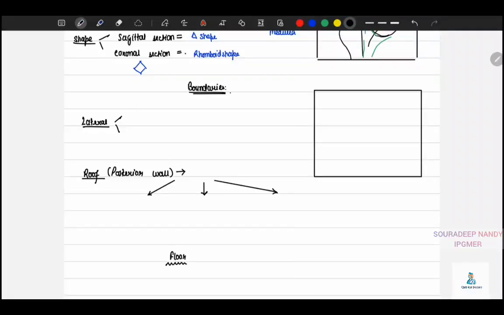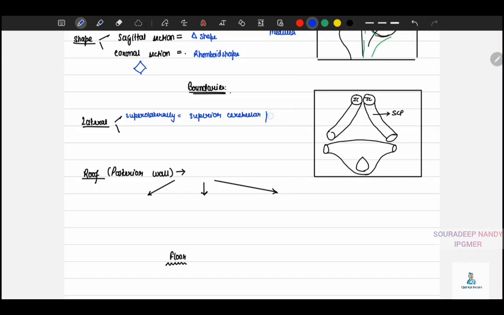Now coming to the boundaries. So here are the two inferior colliculi, from where the superior cerebellar peduncles are forming. Superolaterally it is bounded by the superior cerebellar peduncle, and inferolaterally by the inferior cerebellar peduncle.